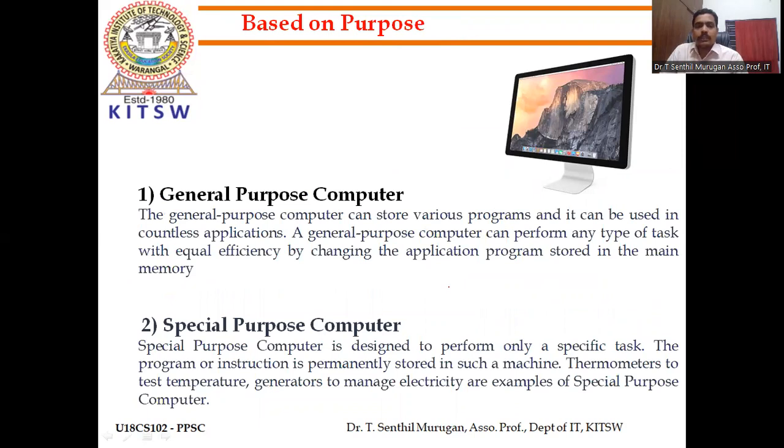Based on the purpose, general purpose means generally wherever we want, for example hotel billing, ATM services. So those are general purpose computers. Special purpose computer means it will perform some specific task. For example, testing the temperature, or a generator to manage electricity. Like these, special purpose computers will be developed.